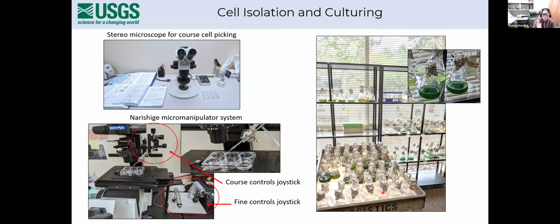Instead, we do routine serial transfer to fresh media in flasks approximately every 3 months, or depending on the species, what they may need. And they're grown under ambient conditions. So they're on this shelf placed next to a northwest facing window. So we don't control light or temperature or anything. They're just growing in natural conditions and it works quite well.